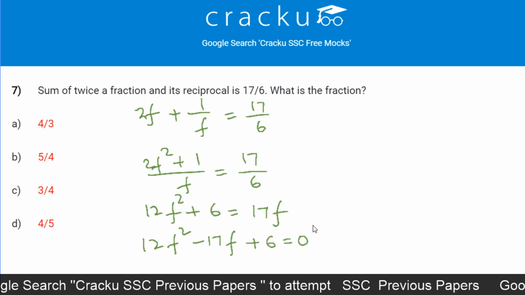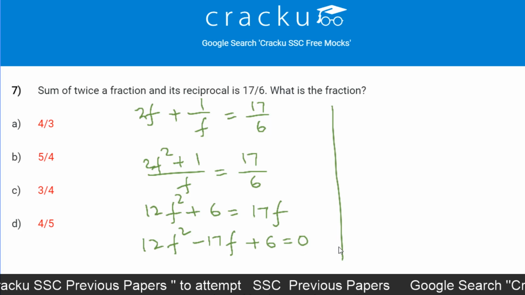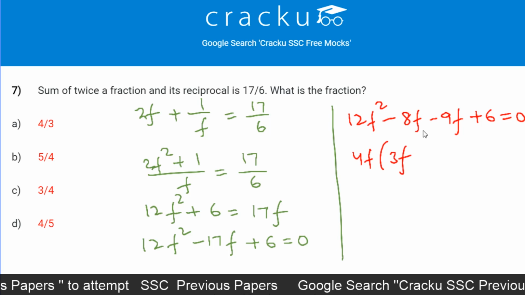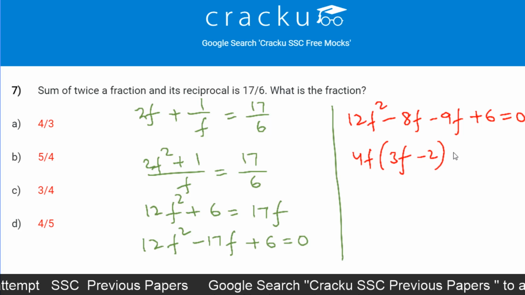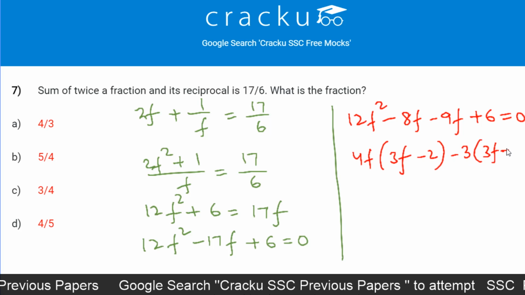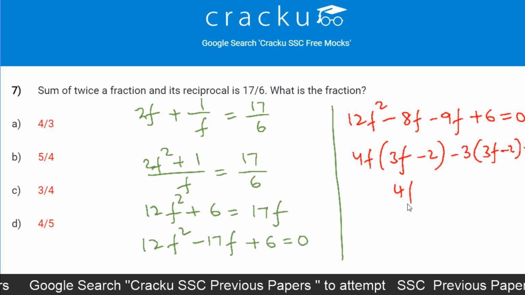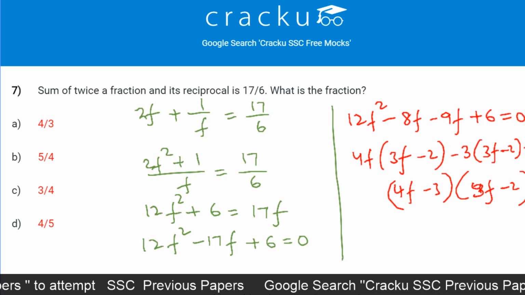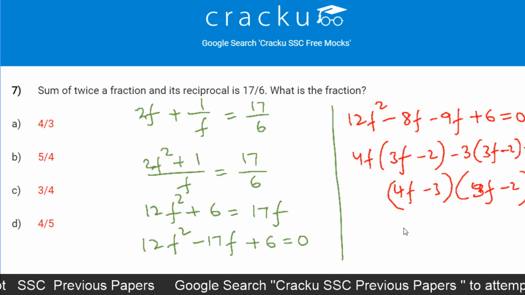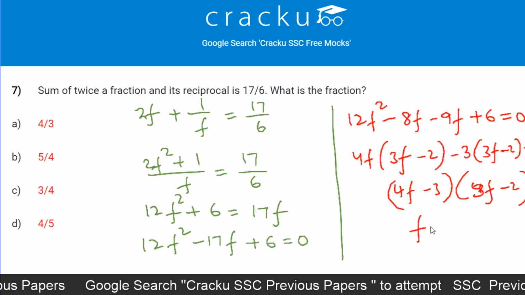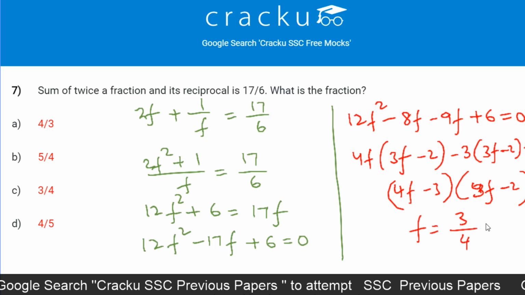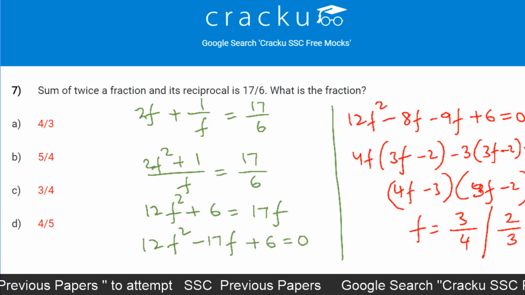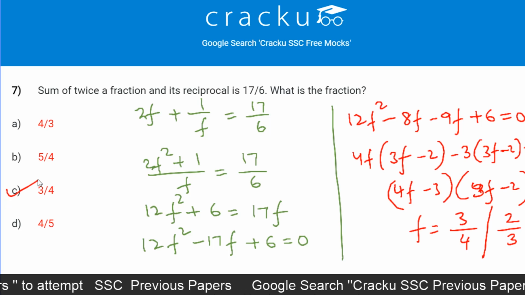So if we simplify this, we obtain a quadratic equation. Now let's solve this quadratic equation. This can be written as 4f minus 3 into 3f minus 2 equal to 0. That means f is equal to 3 by 4 or 2 by 3. So if you see, we can see 3 by 4. So the answer for this question is option C.